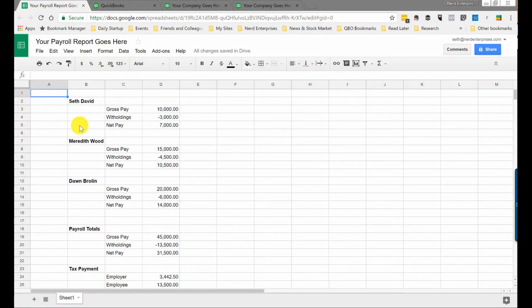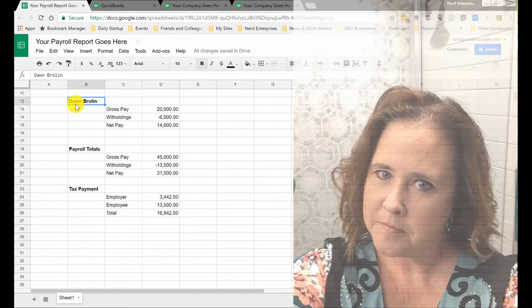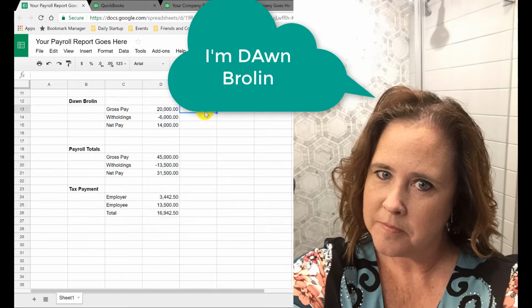So first we're going to look at a scenario. Now I've given you a layout here that's pretty straightforward. I've got a few employees here with paychecks. There's myself, I'm the lowest paid employee. There's Meredith, she's the manager, and then we have Dawn Brolin. Now Dawn's the boss. She gets paid the most, right?